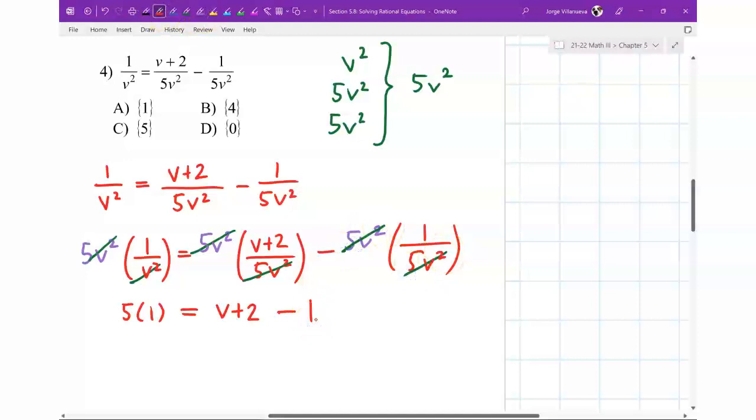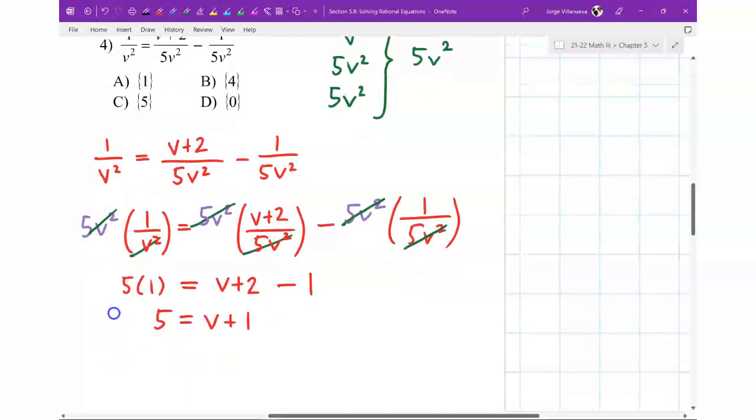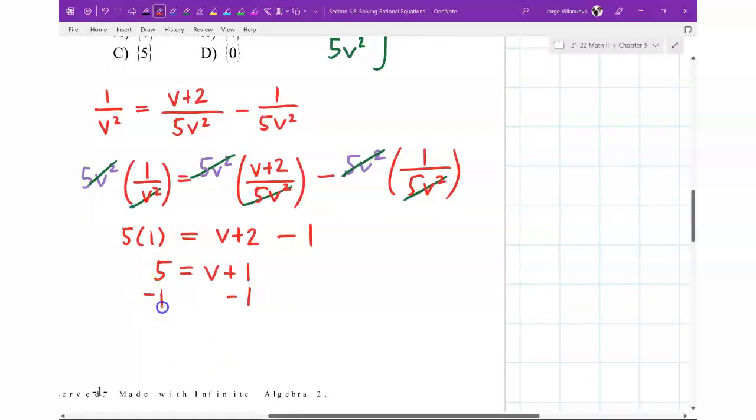Way easier than the way it started. So this is 5 equal to v plus 1, because 2 minus 1 is 1. Just subtract the 1 on both sides. So we get 4 is equal to v.